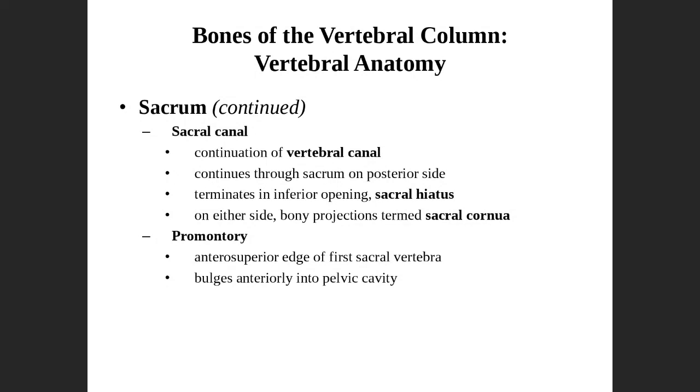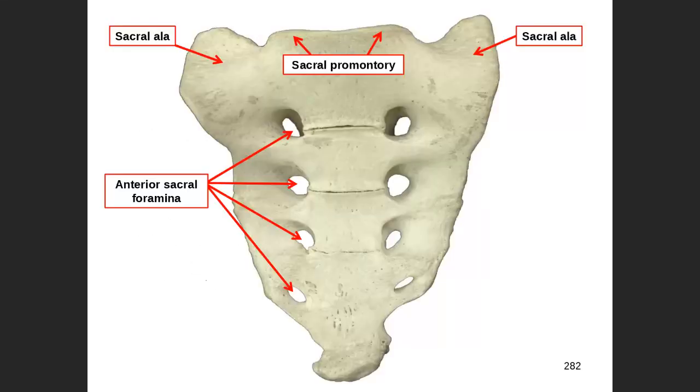Don't have to worry about that. You don't need to label any of that. Show you a couple structures here. This portion here of the sacrum that comes off the side, that's called the sacral ala. And then this base-like structure at the top is called the sacral promontory.